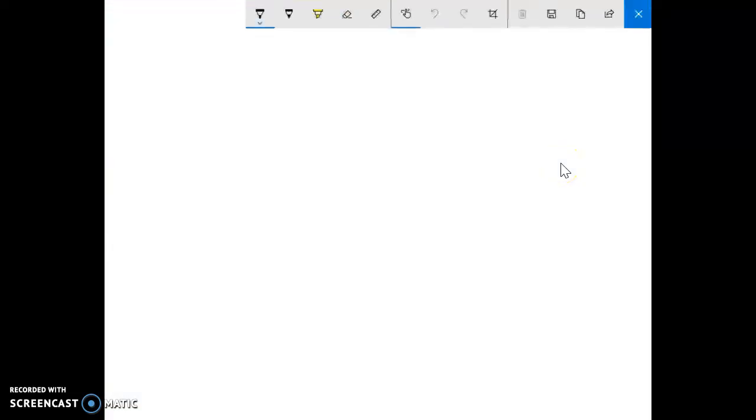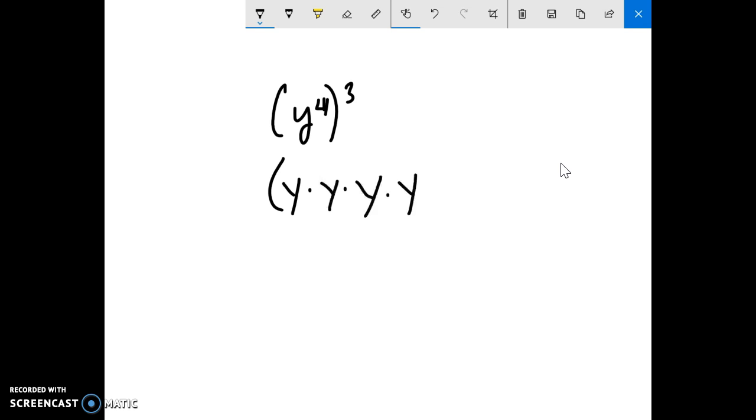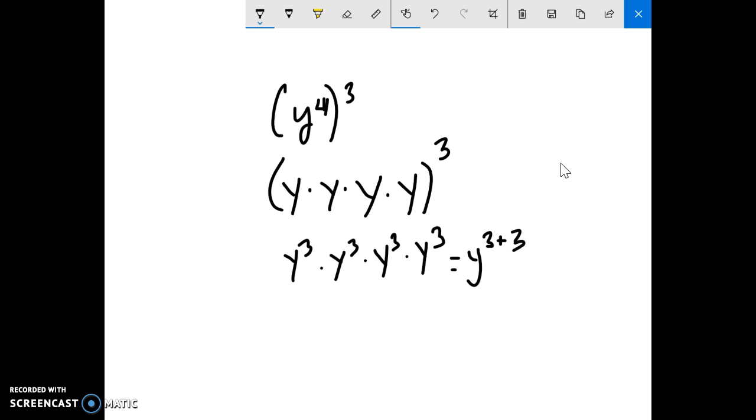Alright, our problem was y to the fourth in parentheses raised to the third power. We know that y to the fourth is the same thing as y times y times y times y. And then that would have been raised to the third power. So we could say that each of these y's is raised to the third power. So we'd have y to the third times y to the third times y to the third times y to the third.